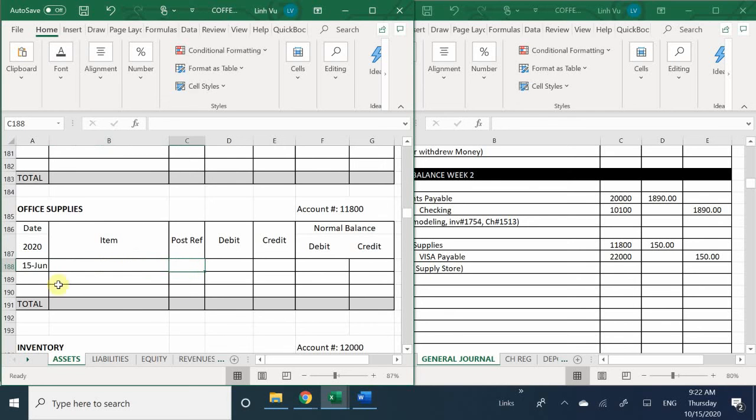You can leave it. It's because you're already in your office supplies. It's already self-explanatory, unless I was specific and said you bought pens, papers, et cetera. So, post reference, the journal file.